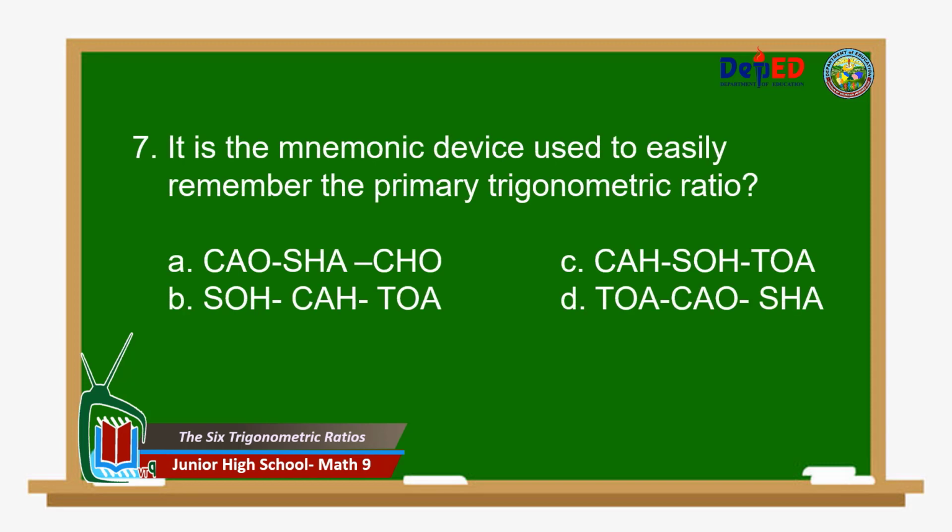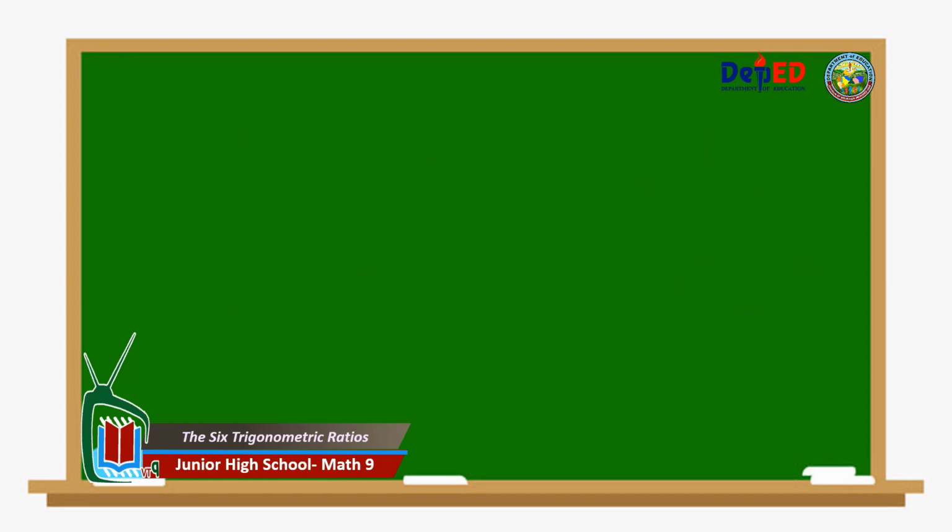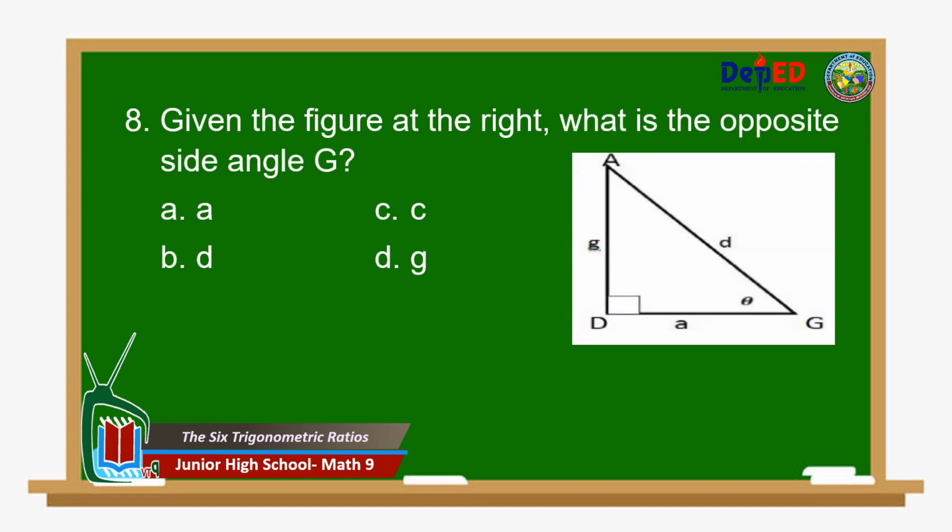Seventh, it is the mnemonic device used to easily remember the primary trigonometric ratio. A. Kausha-ko. B. Sukatoa. C. Kausotoa. And D. Toa-kausha. Number 8. Given the figure at the right, what is the opposite side of angle G? A. Side A. B. Side D. C. Side C. And D. Side G.